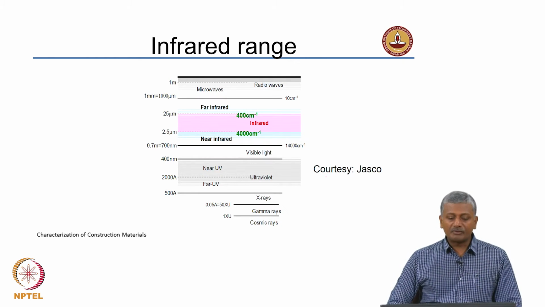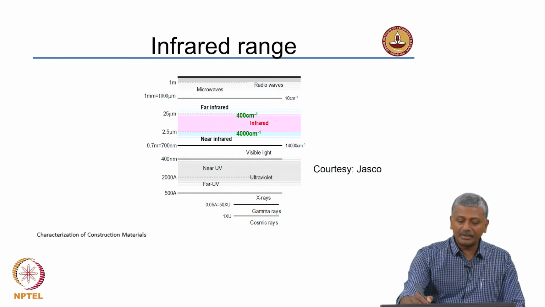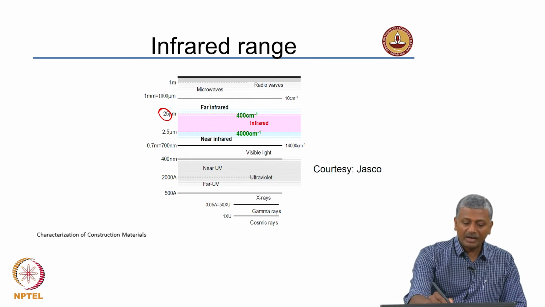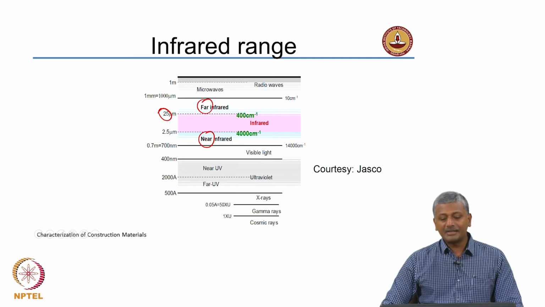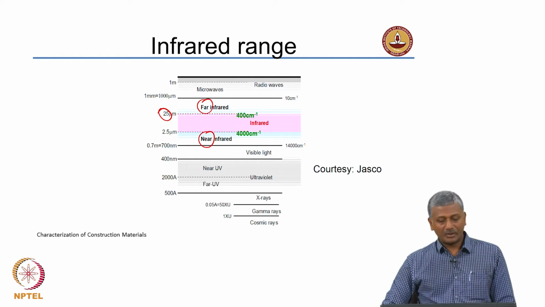So, the range of infrared we are talking about is from 2.5 to about 50 micrometers. So, this is the mid infrared system. Of course, here only 25 is marked, but 2.5 to 50 would be the mid infrared region. Beyond that becomes your far infrared. Less than 2.5 micrometer is near infrared, which is closer to visible light.